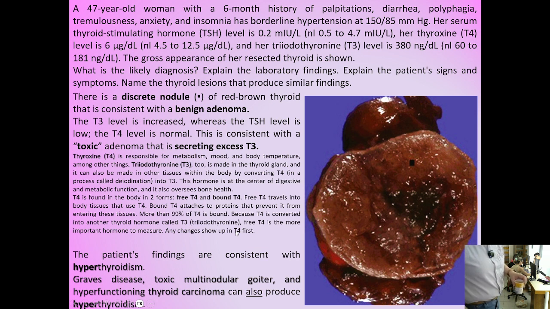Which hormone is firstly influenced by thyroid gland disorders? T4.